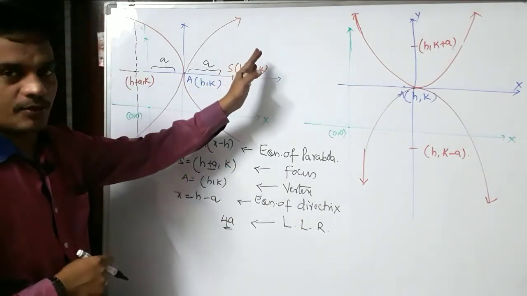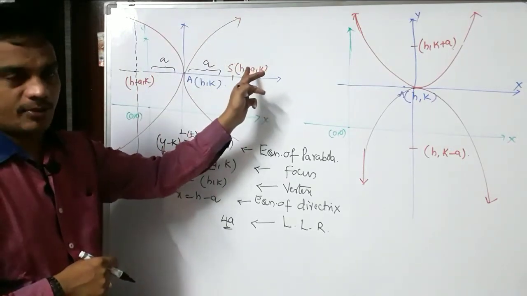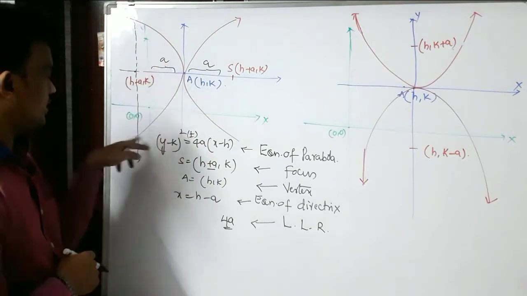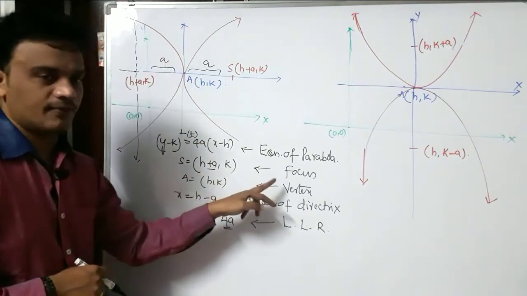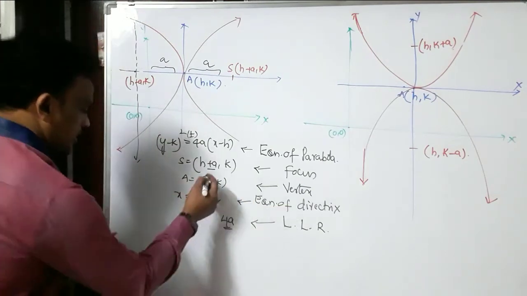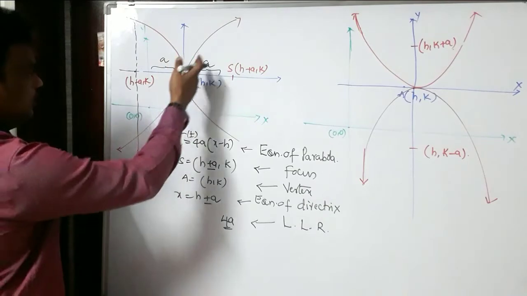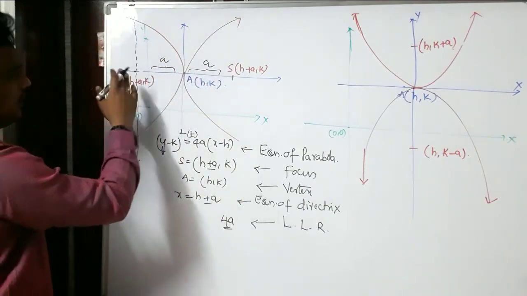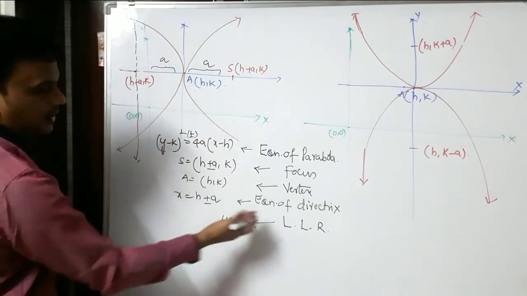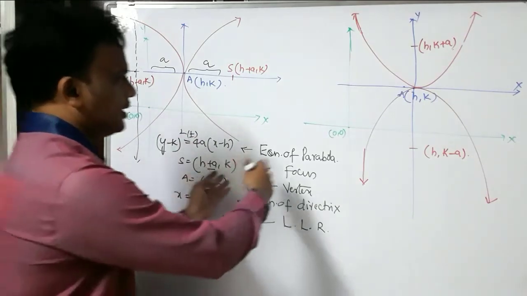Where are we going to get the positive and where the negative? When it is a right-handed side parabola, the focus is h plus a comma k. For the left-hand side parabola, it is h minus a comma k. Vertex is always h comma k. Equation of the directrix is x equals h minus or plus a. For the right-hand side it is h minus a, for the left-hand side it is h plus a. Length of latus rectum is 4a.